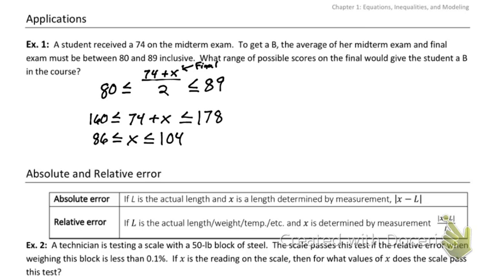Does 104 make sense on a final? Yeah. It could, depending on a class. Some classes offer extra credit. A more realistic answer would be 86 to 100. Or strictly just saying, I need to get better than an 86. In this class, this is fine. But in the real world, you just go, oh, I just need better than an 86. I don't think many people are going, I need to be between an 86 and a 104.